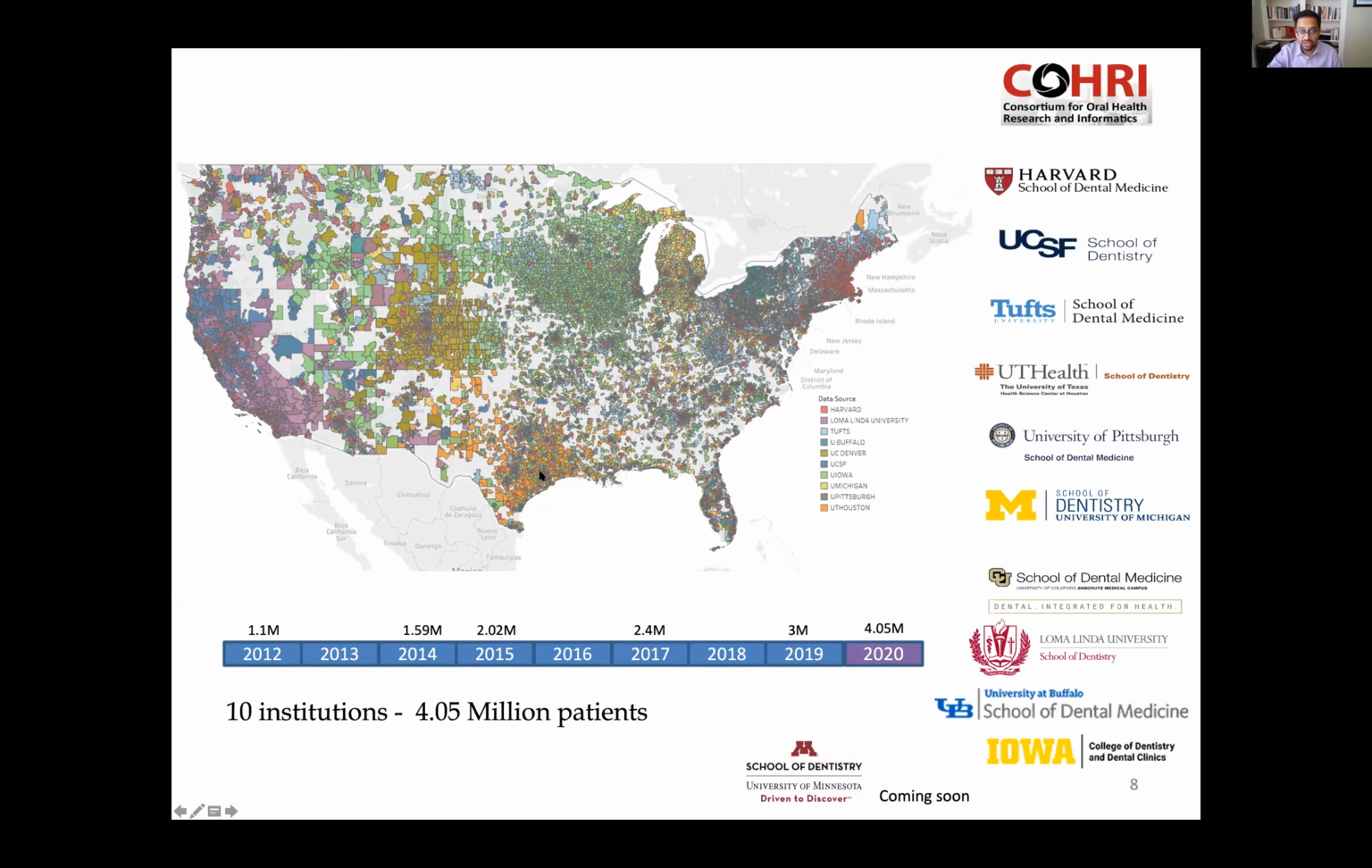If you look at this chart or this map, we have pretty good representation across the US. In CORIE, this consortium of oral health research informatics, I think we have about 40 or 45 member institutions. So a long way to go. We're really excited that the next university that's coming on board is University of Minnesota. We hope to onboard their data very soon.